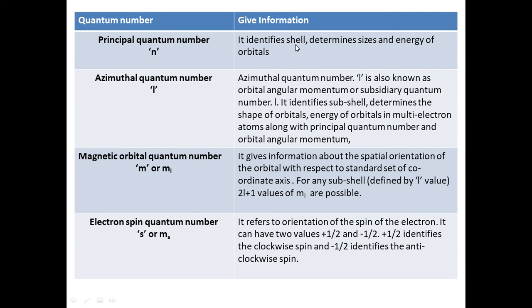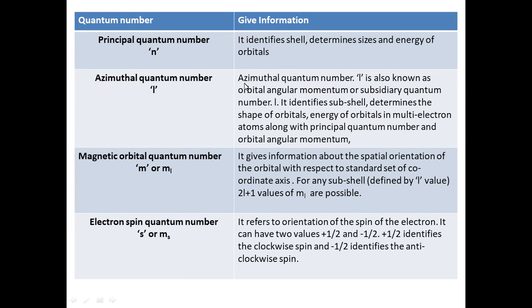A shell is also known as an orbit, and also as an energy level. All three terms are used for the shell. A shell is represented by the principal quantum number n. Orbits are represented by K, L, M, N, as you already know from lower classes like class 9.